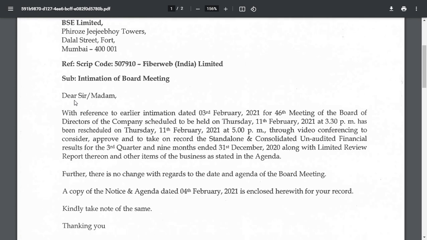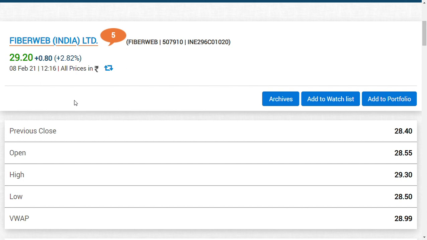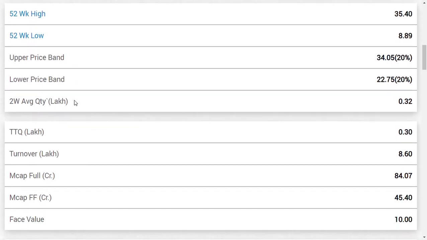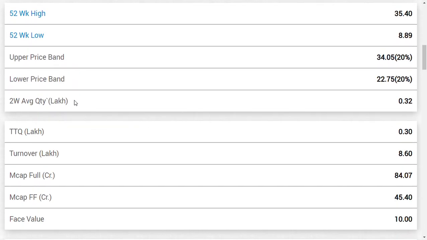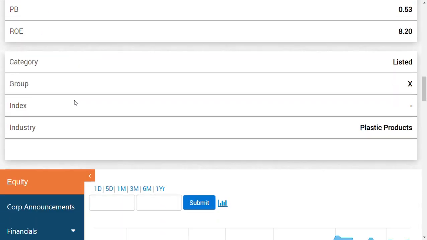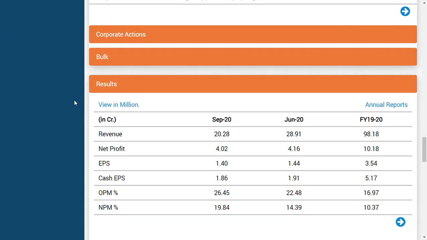So what are the key main factors why I liked Fiberweb Limited? One of the reasons is the market capital. I think the market capital is in the range of around 84 crores right now. When I started the coverage, I think it was 60 crores or so. The second thought I'm having is that the company is already making quite significant profit. They don't have debt. Their debt is nil. And solidly they are earning a profit of 4 crores per quarter.